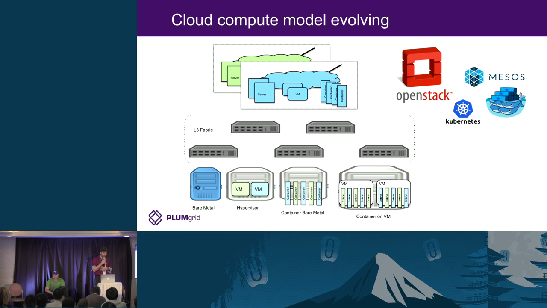This is what we've seen so far in the OpenStack community, with companies like PlumGrid providing network infrastructure and focus on security. But what's going on now? I mean, the picture is becoming much more complicated.